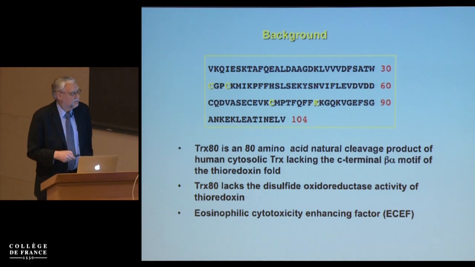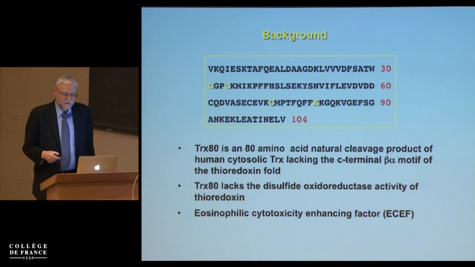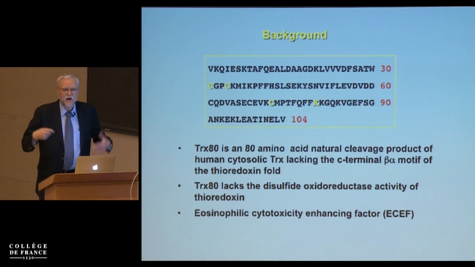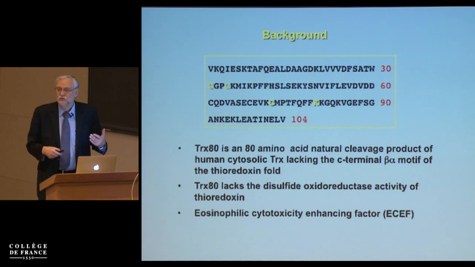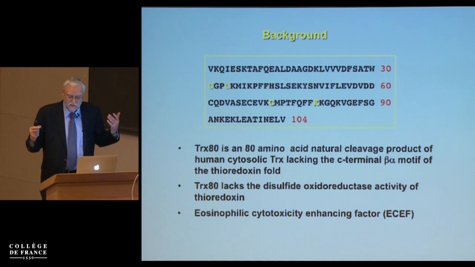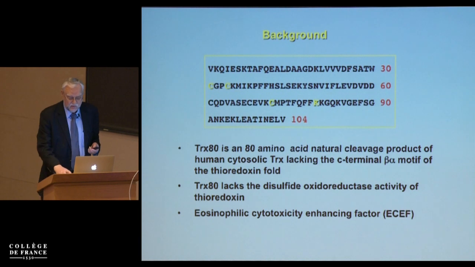disulfide reducing activity, and it was originally found by Silberstein and co-workers at Harvard as an eosinophilic cytotoxicity enhancing factor. Eosinophils kill larvae of schistosomiasis, for instance, and eosinophils become more toxic when this compound was around. So they identified it, and we cloned it later. Klaus Pekkari in my laboratory cloned it.